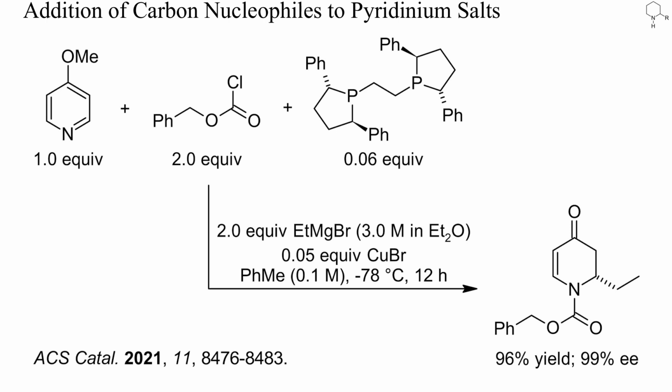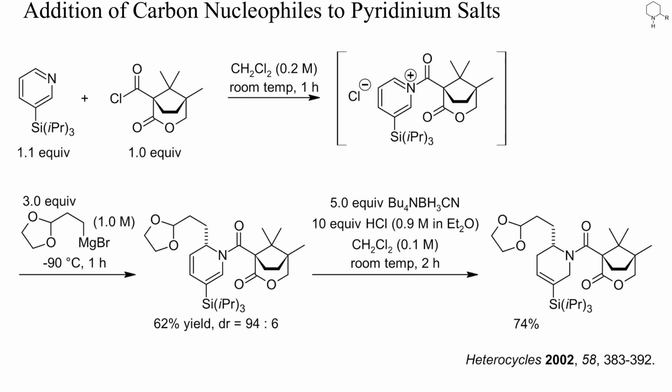intermediate pyridinium salt. As an alternative to chiral catalysts, pyridines can be activated by acylation with an enantiomerically pure acyl chloride, as in this example. Addition of a Grignard reagent at position 2 proceeded with high diastereoselectivity in this case.